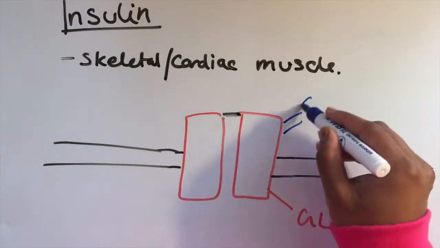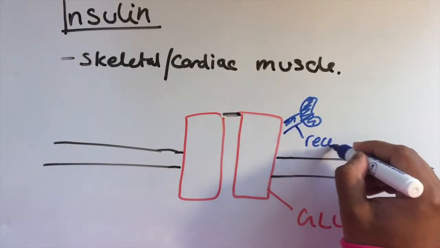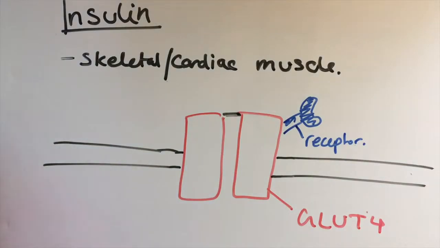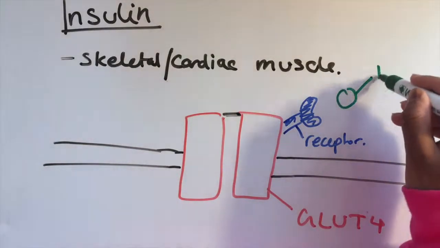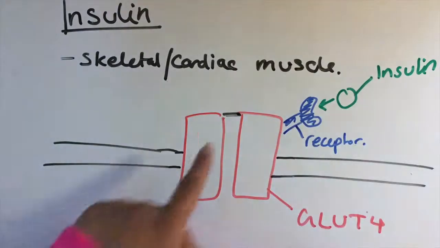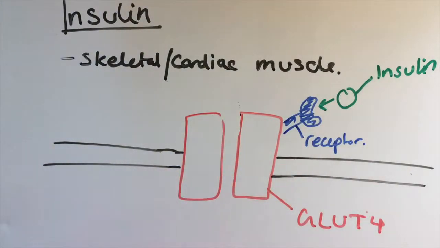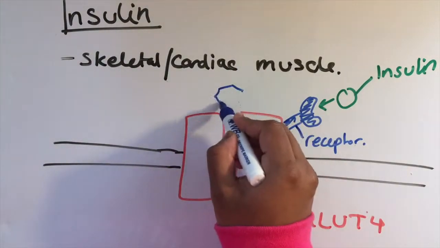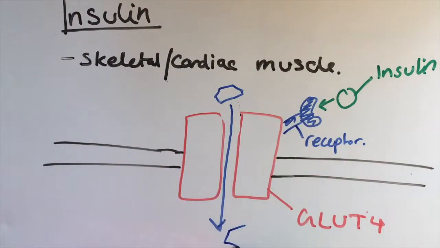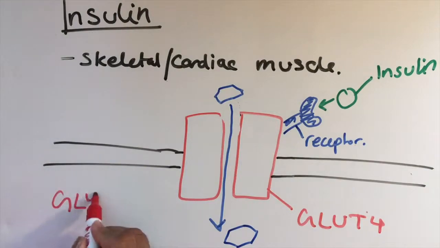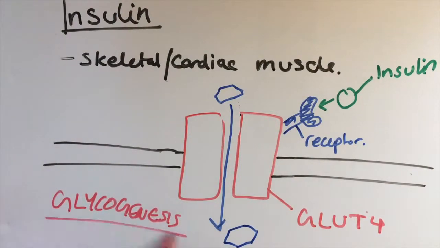When insulin levels are high, insulin binds onto a receptor on the GLUT4. This then allows a gate that was closed to now be open, which therefore allows glucose molecules to come into the intermembrane space and therefore increase its concentration. This then results in glycogenesis.